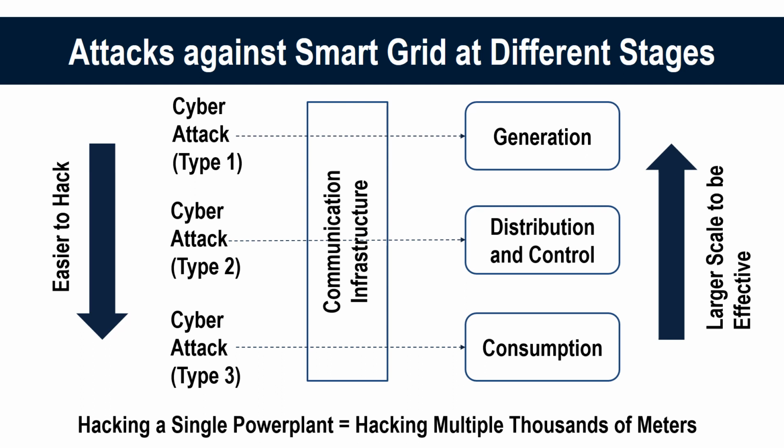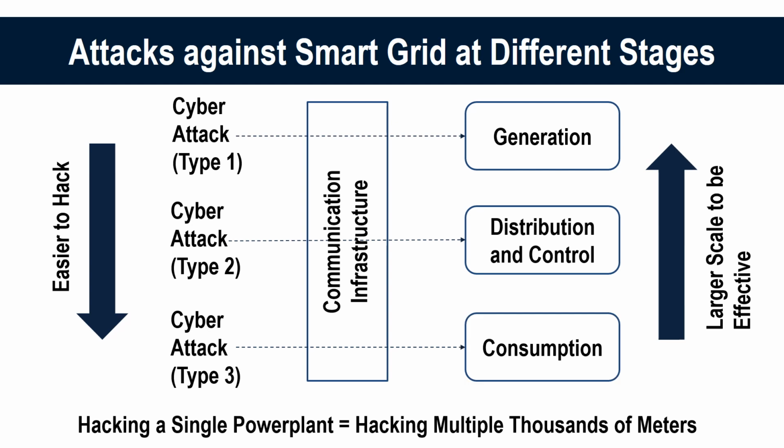The next level is at the distribution and control. It is a little bit lower, though I won't call it lower, but it may not affect as many people if the attack is on distribution and control. And the third is the type 3 kind of attack, which is on the smart meters. That is at the consumption side.